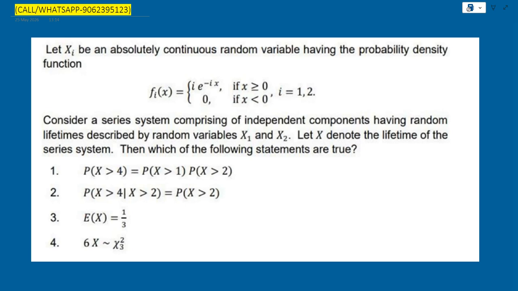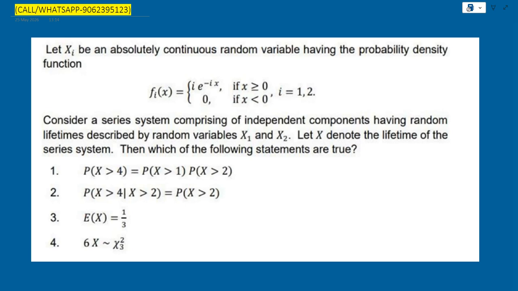Today, we are going to solve a very beautiful question from reliability theory and probability. This question is a complete combo meal basically: exponential distribution, series system, survival probability, memoryless property, and expectation and the chi-square distribution. Basically, one question but five chapters hiding inside it. We will first read the question, then we will solve it.